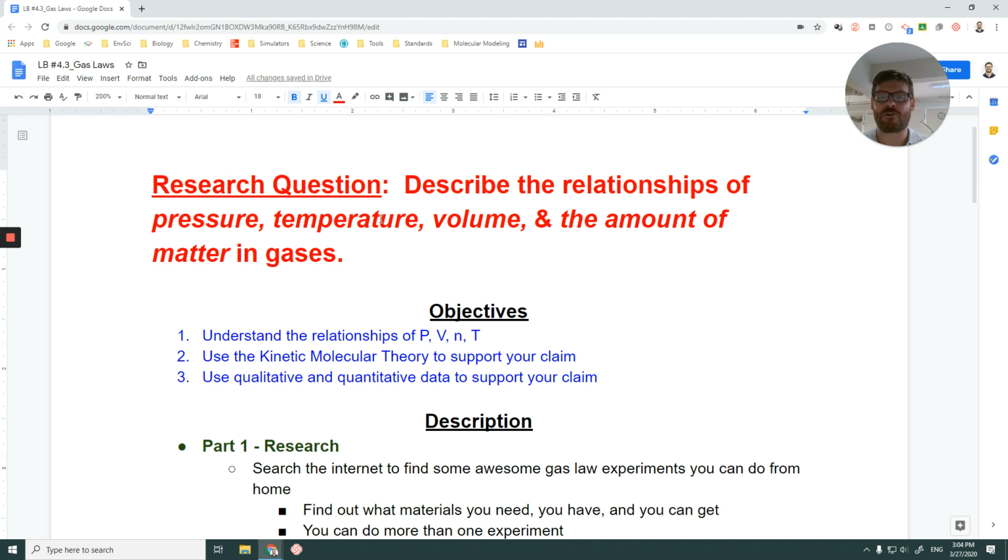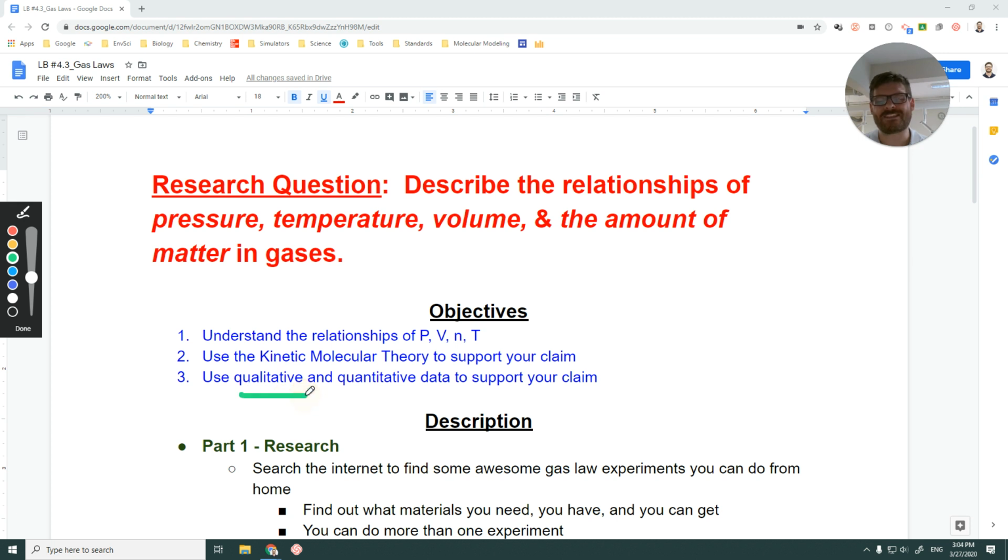Okay, so as far as the research question goes, I've posed something for you. It's not exactly a question, but it's more of maybe a quest for you to go on. It says to describe the relationships of pressure, temperature, volume, and the amount of matter in gases. So your objectives then: to understand the relationships of P, V, N, and T. N is moles, if you remember. You're going to use the kinetic molecular theory to support some claim that you're going to make, some claim about the relationship. You're going to use qualitative and quantitative data to support that claim about the relationship as well.